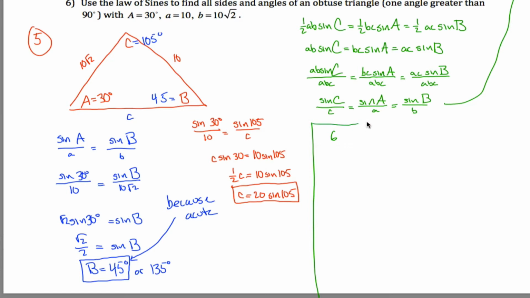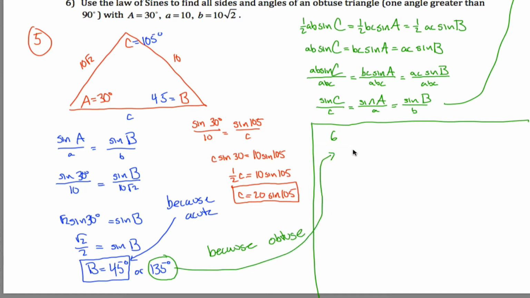It'll be a little short on room, but I think I can squeeze this in here. The only difference from part 5 is that I'm going to solve everything the exact same way, except b won't be 45 degrees. It'll be 135 degrees. And the reason why is because in part 6 I have an obtuse triangle, so in part 6 up here, I get that b is equal to 135 degrees. So really my triangle looks a little bit different now. Now my triangle looks kind of more like this.